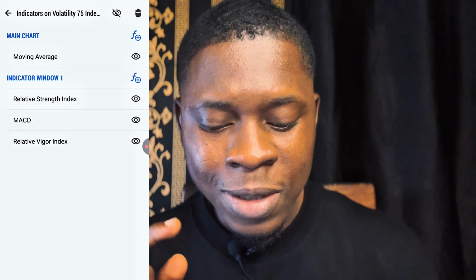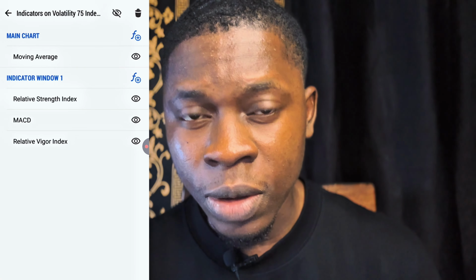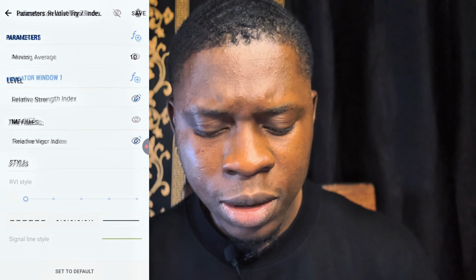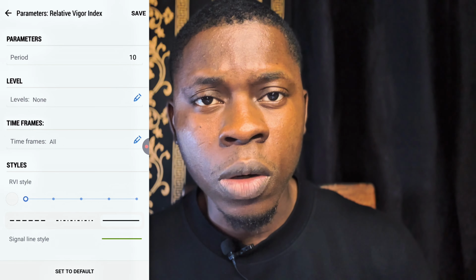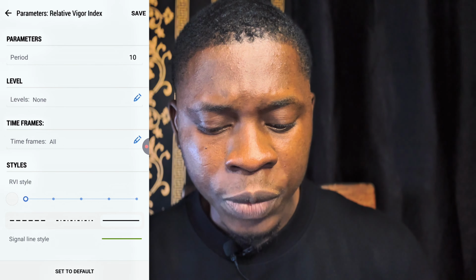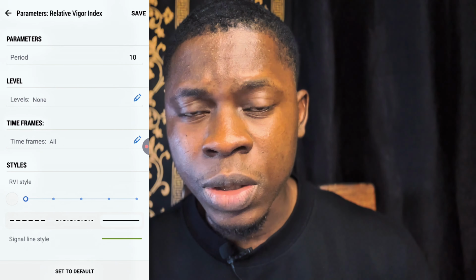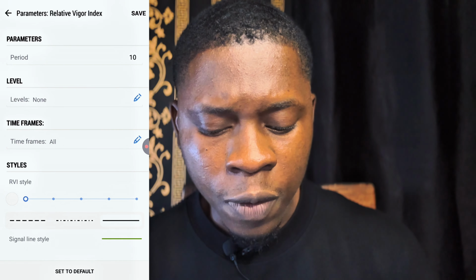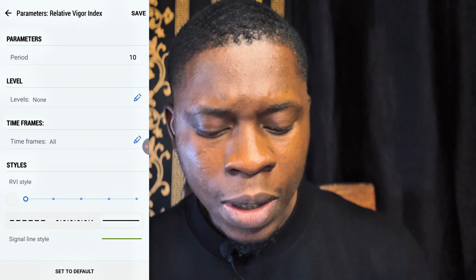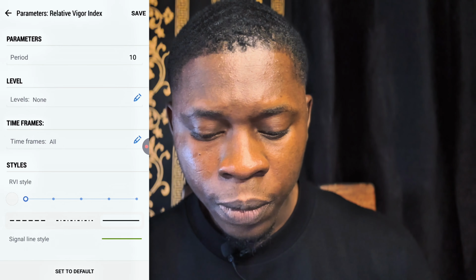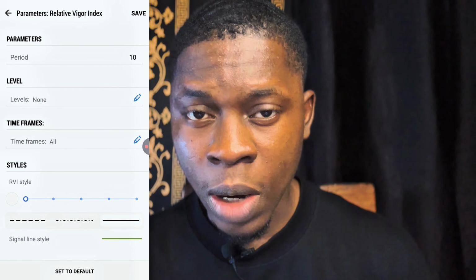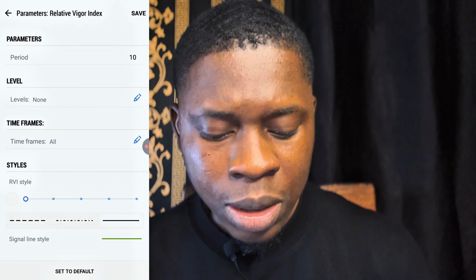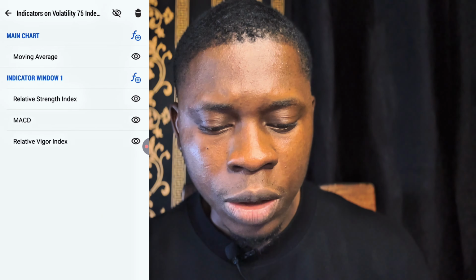When you're done, then the next indicator is going to be the relative vigor index. The relative vigor index, you set that to period 10. Then for the style, you want to make sure that you put that on 1 pixel with color white. Then for the signal line, you put that to green color. The RVI style, you put that to the color of your screen, which is white. Then it has to be this third trend line on 1 pixel. Then you click on done.